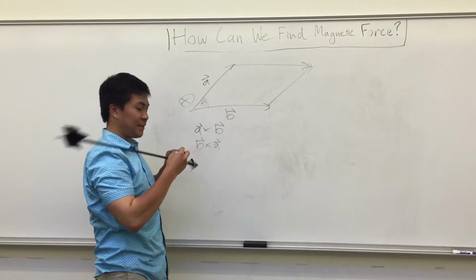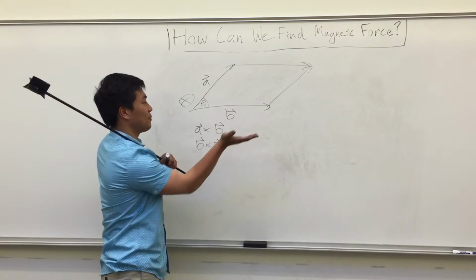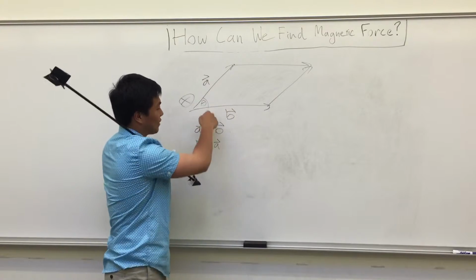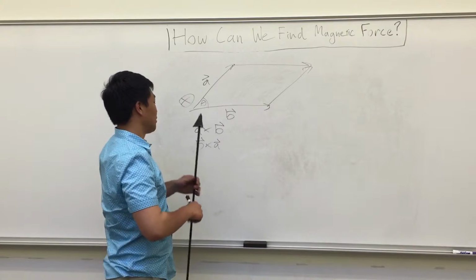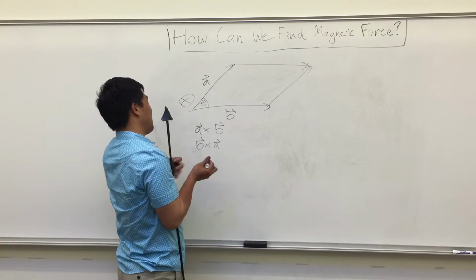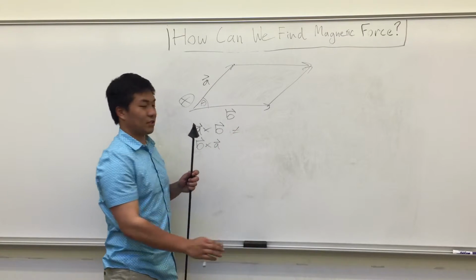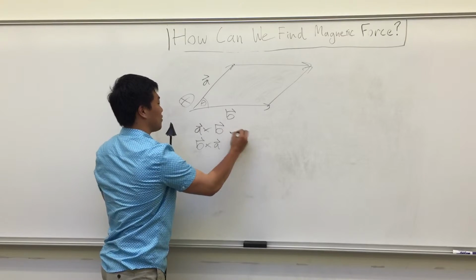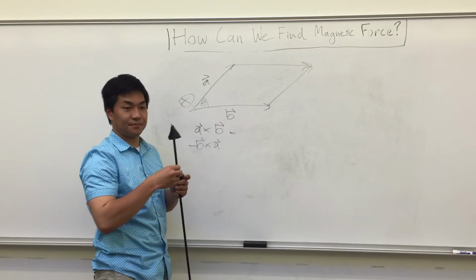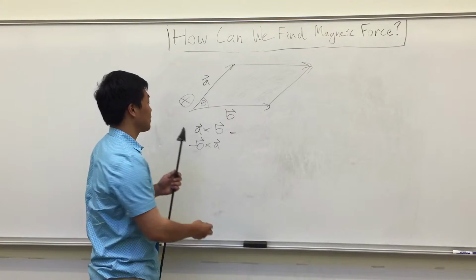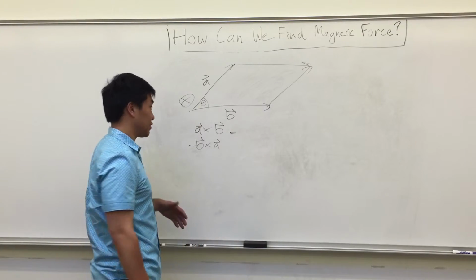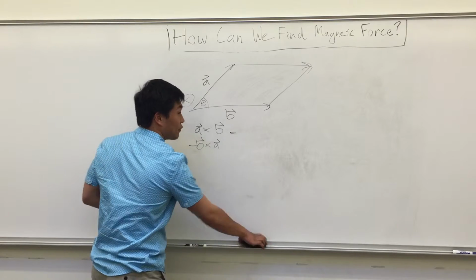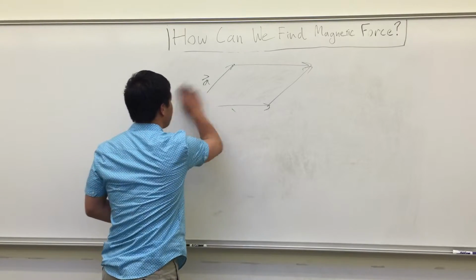But notice that if I did B cross A, I would be sweeping my hand from B to A across that angle, and that would actually get me a vector that's out of the page. So A cross B is not equal to B cross A, but it is in fact equal to negative B cross A. So that is how we find the direction of the magnetic force, or the direction of any cross product for that matter, if you wanted to find torque.